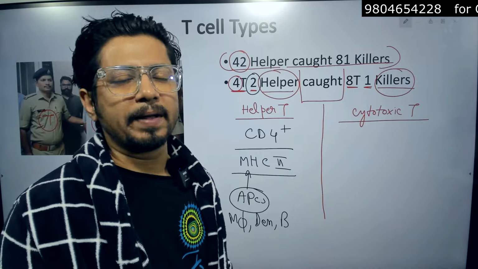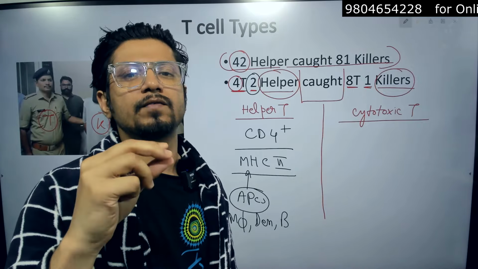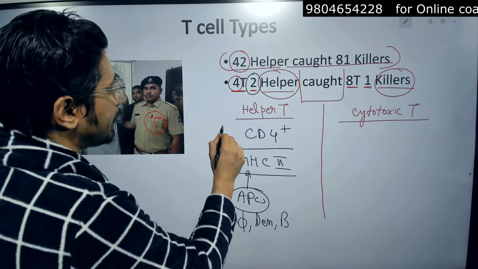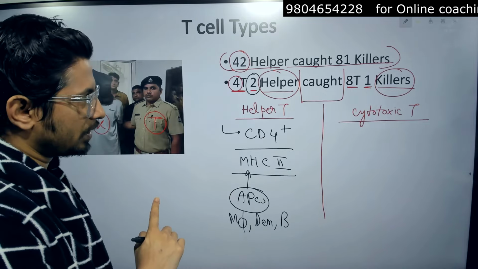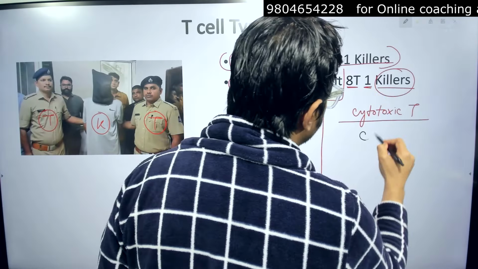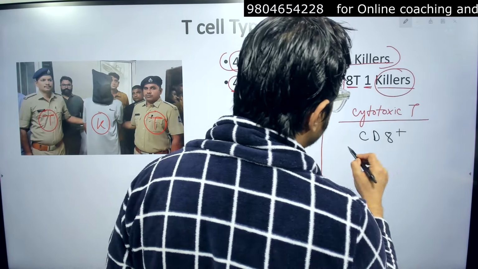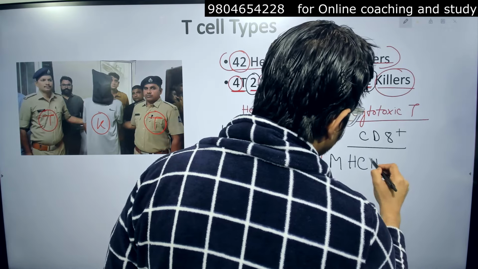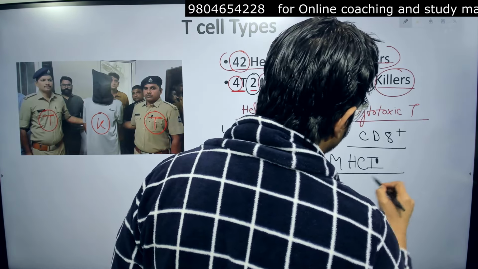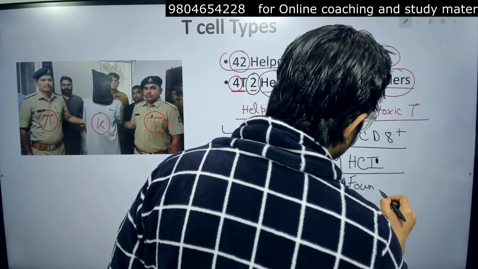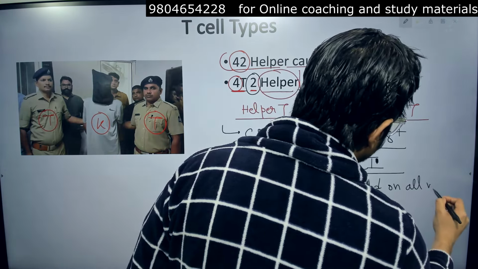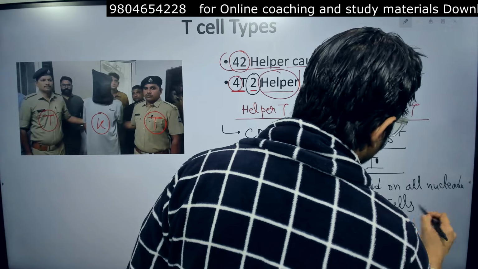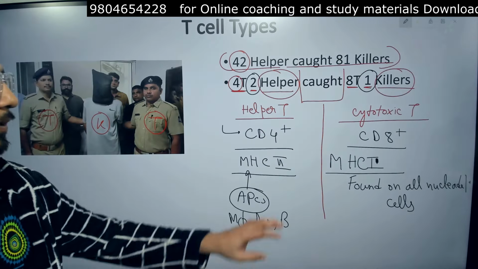They engulf the pathogen and break it down, chop it out, and a portion of the pathogen is showcased outside via the MHC class 2, which is detected by helper T cells which have CD4 plus on it. And on the other hand, we have 8T, so they have CD8 plus on their surface, and 1 stands for MHC class 1. MHC1, which is found on all nucleated cells of the body. All nucleated cells of the body.